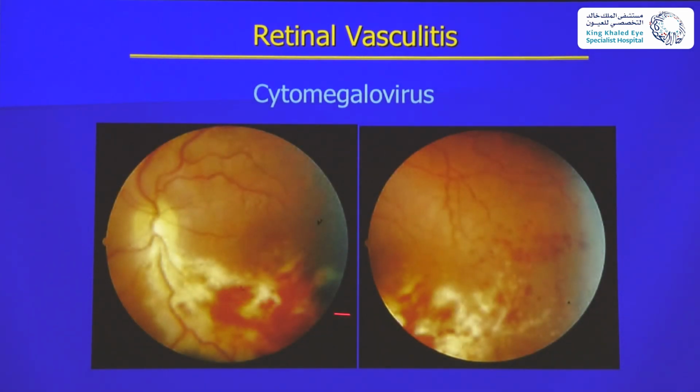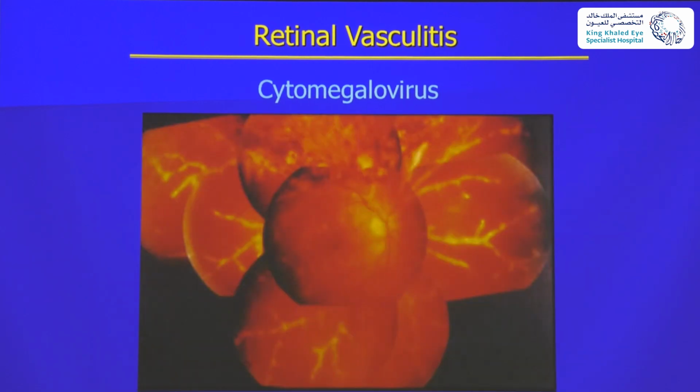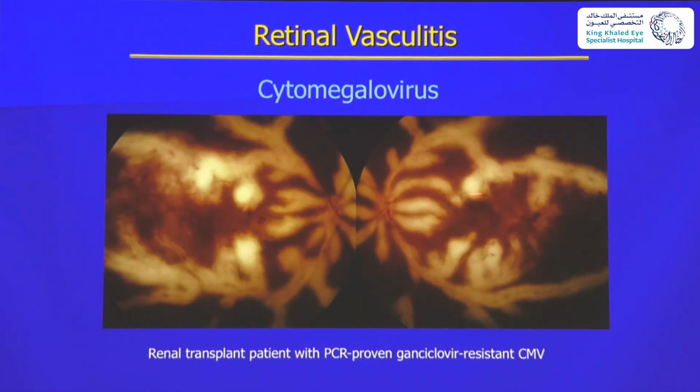Like in this patient with vascular sheathing, and this patient with peripheral necrotizing retinitis due to CMV with vascular sheathing, suggesting what's called frosted branch angiitis. This picture was given to me by Professor Nick Jones. It's a patient with a retinal transplant with PCR-proven ganciclovir-resistant CMV retinitis. So it can induce what's called frosted branch angiitis.